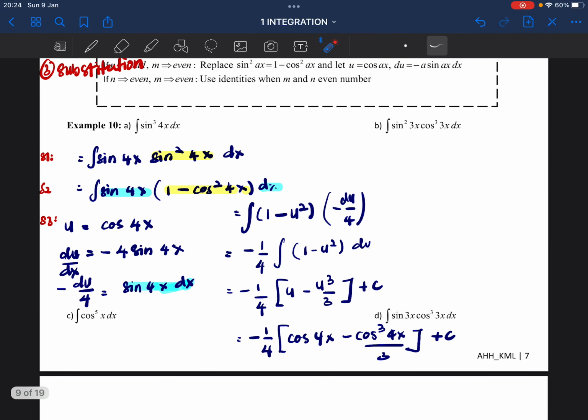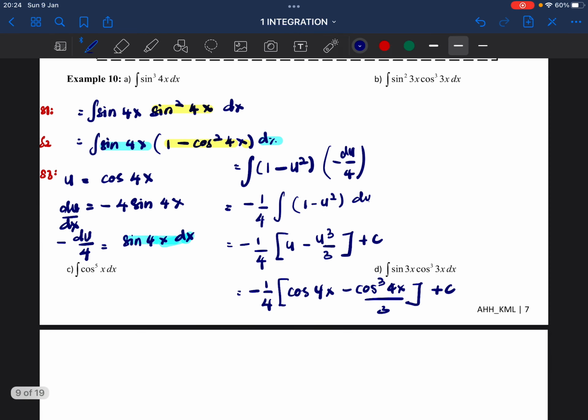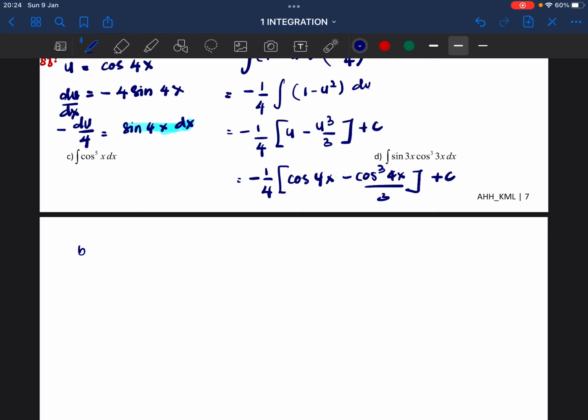Okay, so let's take a look at example B here. Okay, kita tukar sine square 3x cos cube 3x. B, integrate sine square 3x cos cube 3x. Okay, first thing, nampak ada sine square 3x. Can we use double angle?